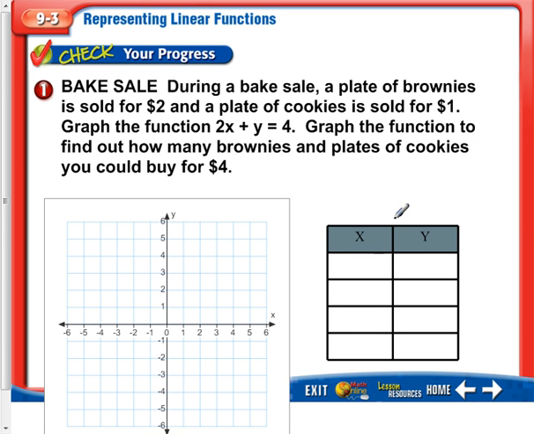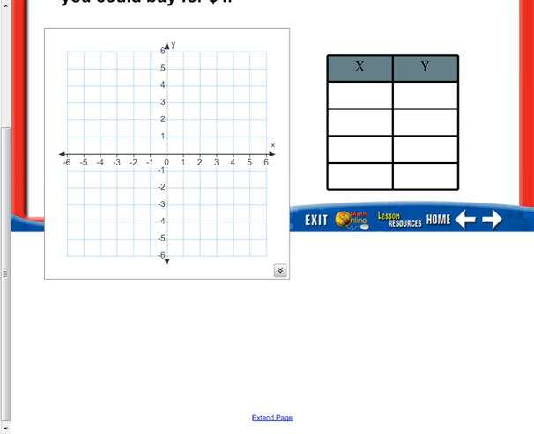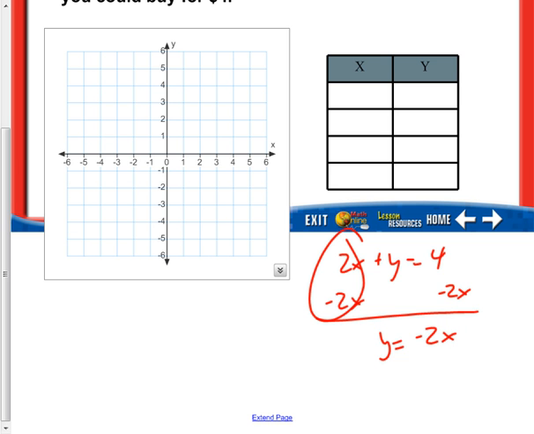All right, so this is kind of the XY table I was referring to there. First things first, we need to get this function solved for y, because remember f of x equals y, so we need to solve it for y. So what we're going to do is go down to the bottom of the screen here so we can work some of this stuff out. We have 2x plus y equals 4. We need to subtract the 2x from both sides to get y by itself. This is 0. We get y equals negative 2x plus 4.